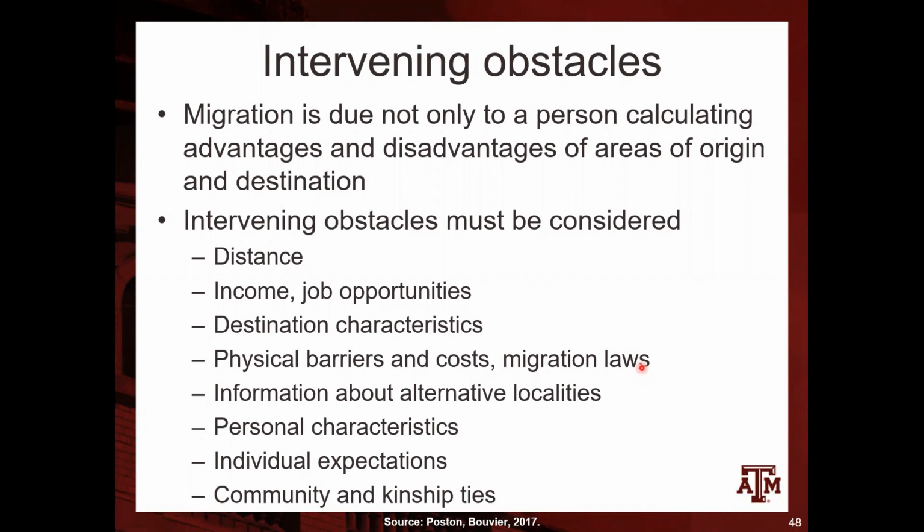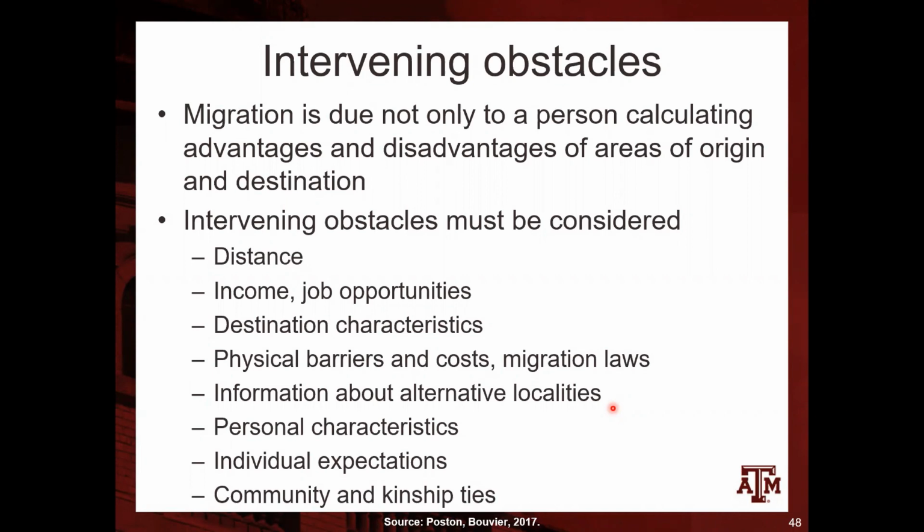What are the other characteristics that make me more likely to move from one area to the other? Information about alternative localities. Do I know only about that big city in my state, or do I know about other cities in other states? Do I know just about the US, or do I know about opportunities in other countries, right? So information is important. Personal characteristics: age, sex, race, ethnicity, occupation, income, education level. All these different individual characteristics influence people to migrate at higher levels or lower levels.